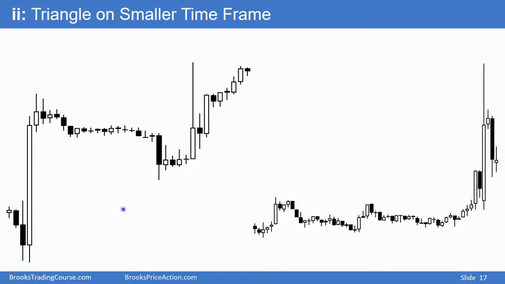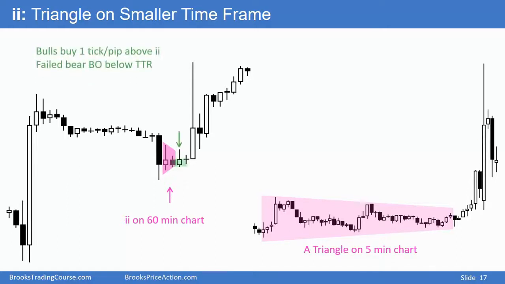Let's say this is a 60-minute chart. We have an II pattern over here. I said II patterns are triangles on smaller time frame charts. Not always, but probably 90% of the time, if you look at a smaller time frame chart, you'll see a triangle. So here's a 5-minute chart. And a triangle simply means there are 3 pushes down or 3 pushes up. Here we have a little push down, second, third. Here we have a push up, second, a tiny third. So to me, this II on the 60-minute chart is simply a triangle on the 5-minute chart. And you can see what followed. We got a bull breakout above the triangle.